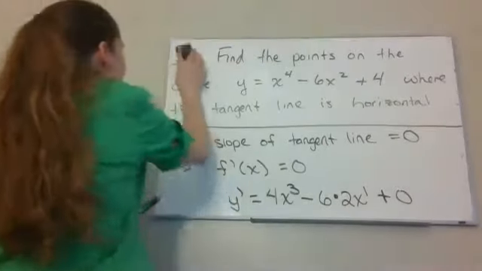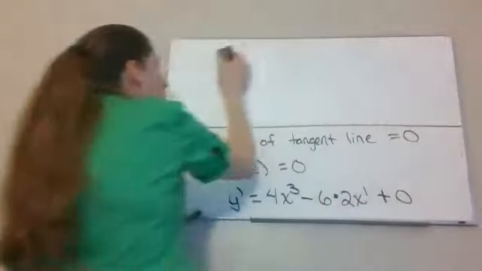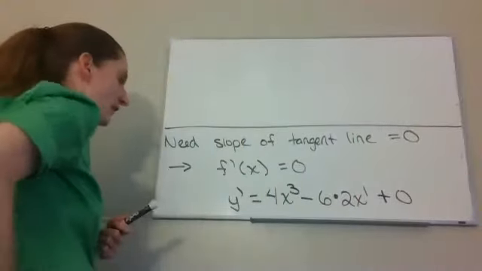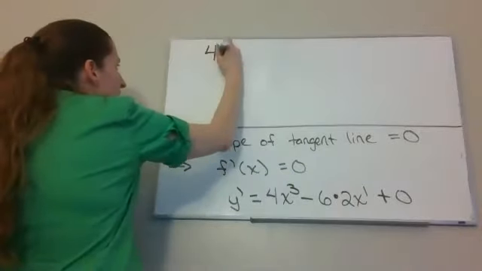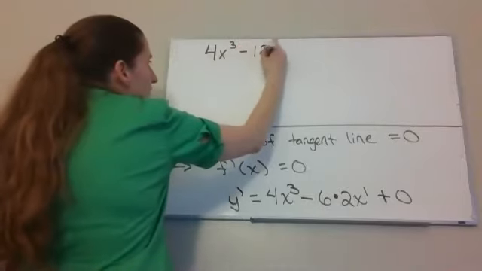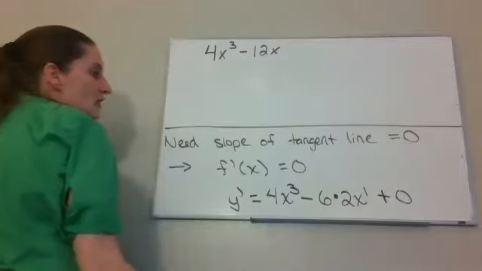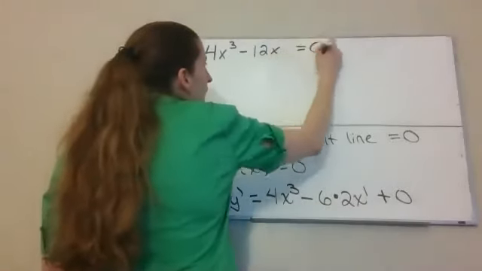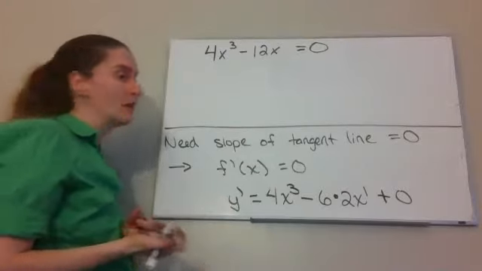So now I have my derivative. I can set it equal to 0 to figure out the x-coordinates of the points where my tangent line is horizontal. So we have 4x to the third minus 12x, just by multiplying the 6 and the 2 together, equals 0. And this is what we need to solve to find the x-coordinates of our points.